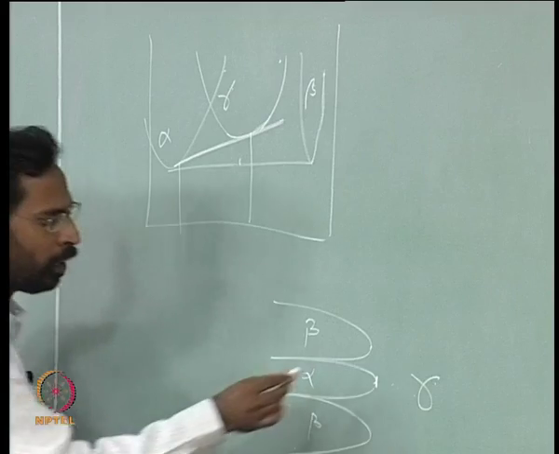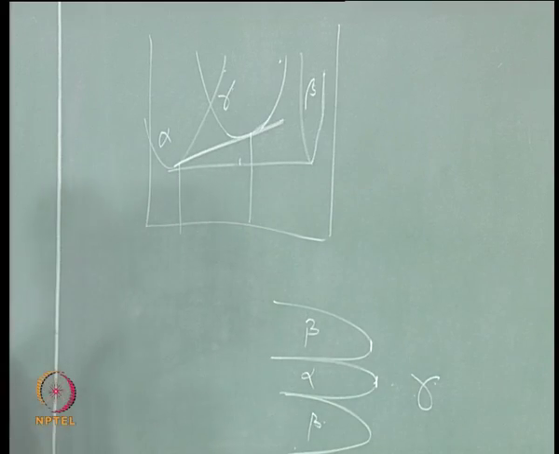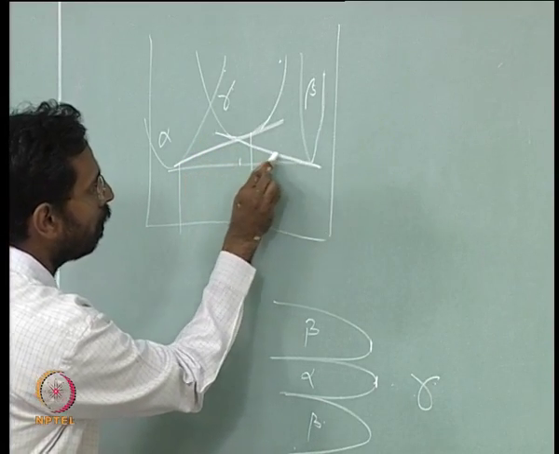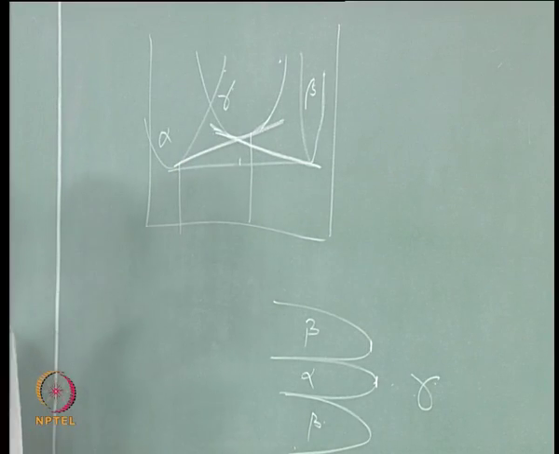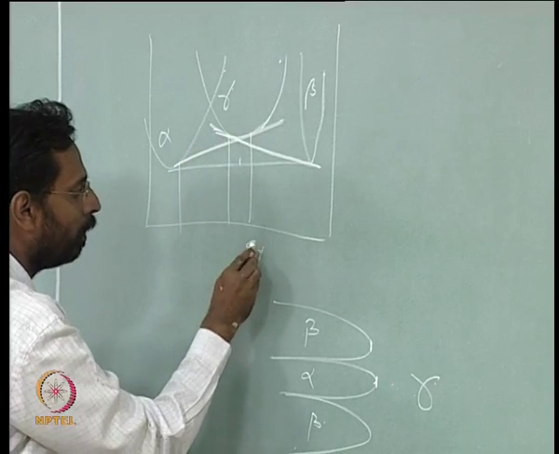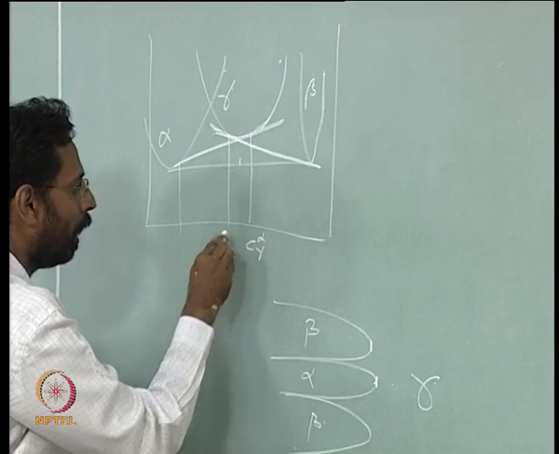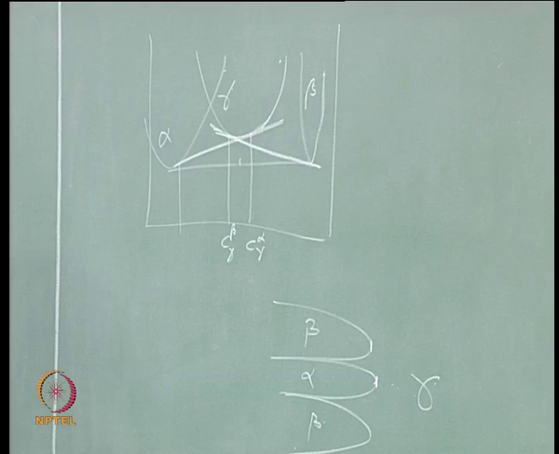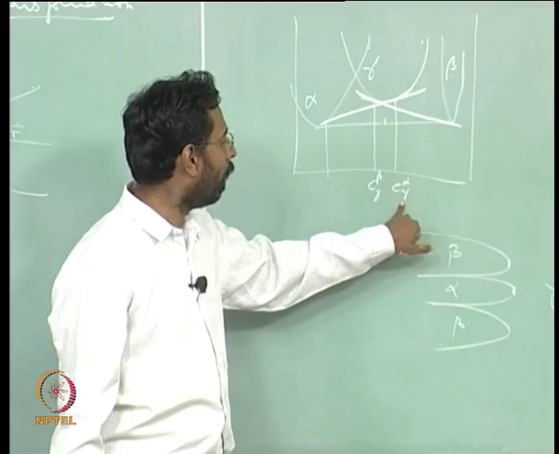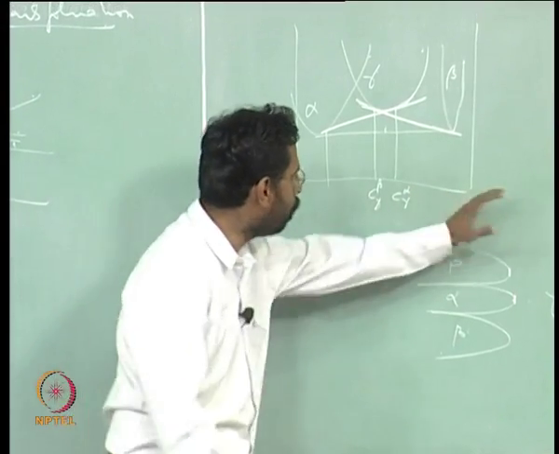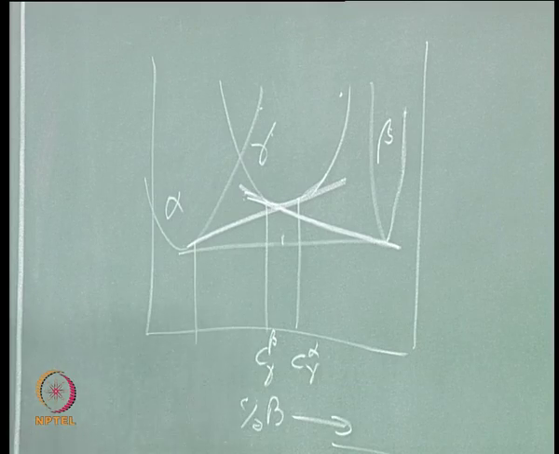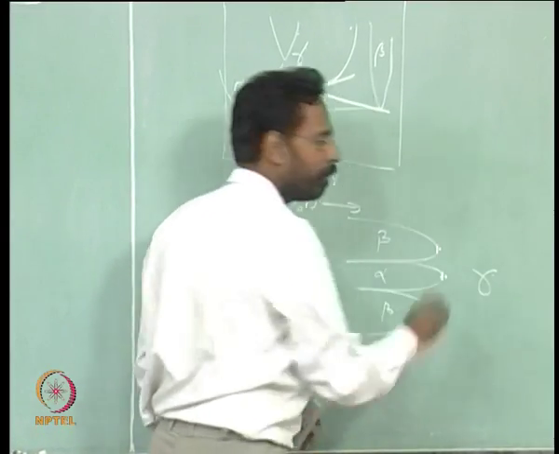Similarly, for the composition of gamma in front of beta, we draw another common tangent between beta and gamma, and you get another composition here. We call this C gamma alpha, and this C gamma beta. We can see now that the composition of gamma in equilibrium with alpha has more B atoms, if you say percentage B is increasing in this direction. So here you have more B atoms than here.